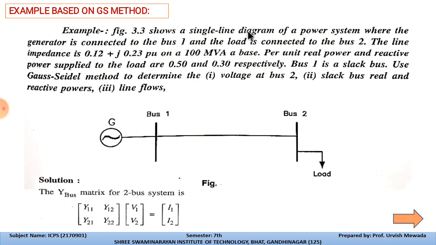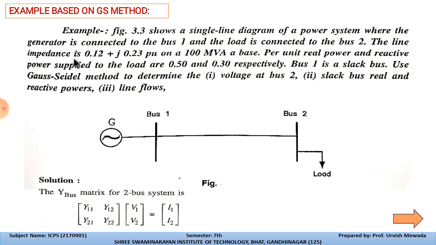Now this is the example based on the GS method, in which we have two buses. With bus number 1 we have the generator, and this is bus number 2 to which the load is connected. Now the example says that the single line diagram of a power system where the generator is connected to bus number 1 and the load is connected to bus number 2, that I already explained.